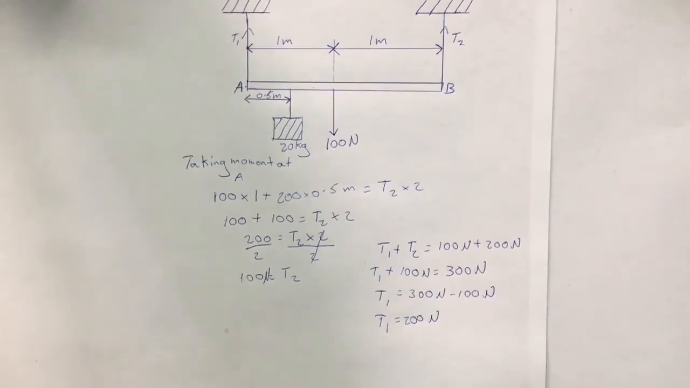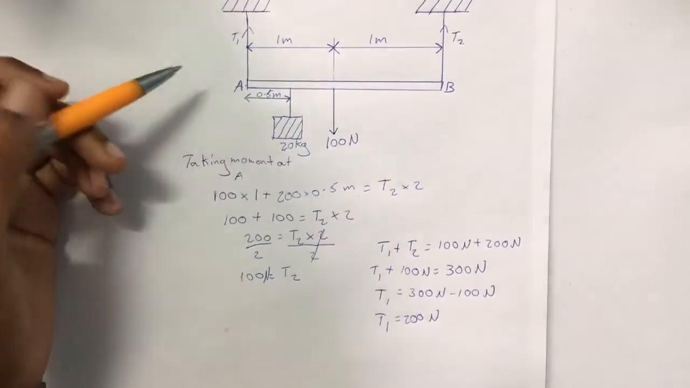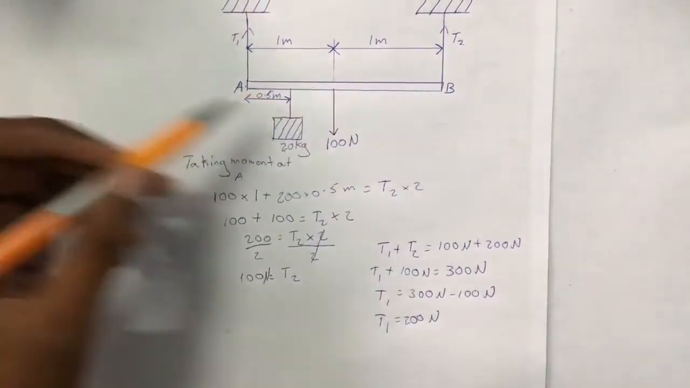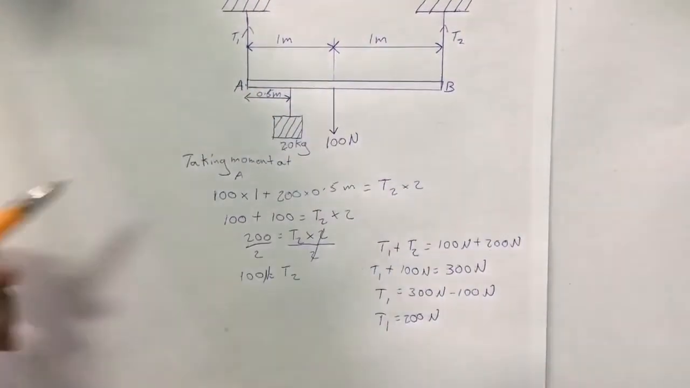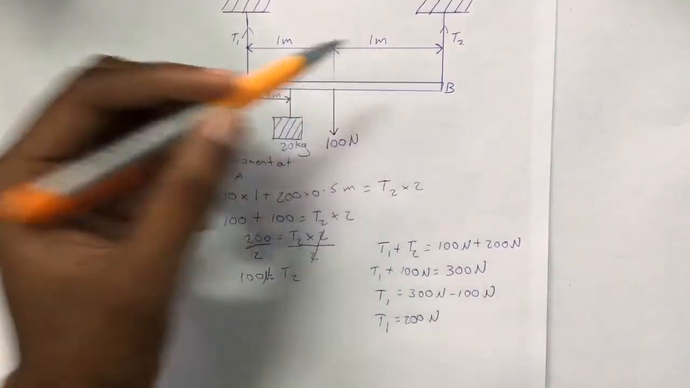But I will need to show that in another video. This video has already been like over 10 minutes long, so basically all you need to do is take moments from B instead of A. You apply the same thing while taking moments at A, but instead you do it at B.